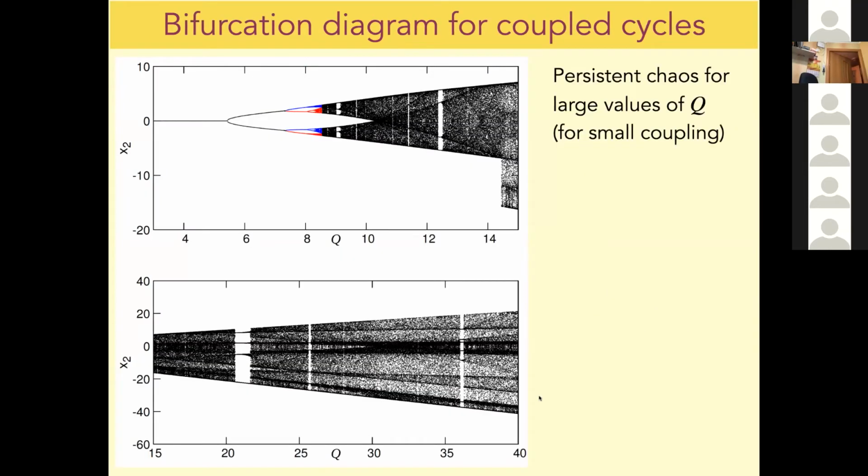Now let us look at the bifurcation diagram. It is what you can do for this 6-dimensional system. We have chosen some parameters alpha and beta, and take the coupling strength q as the basic parameter. The area with large q corresponds to very weak coupling, and small q is large coupling. This is a bifurcation diagram in a Poincare map.